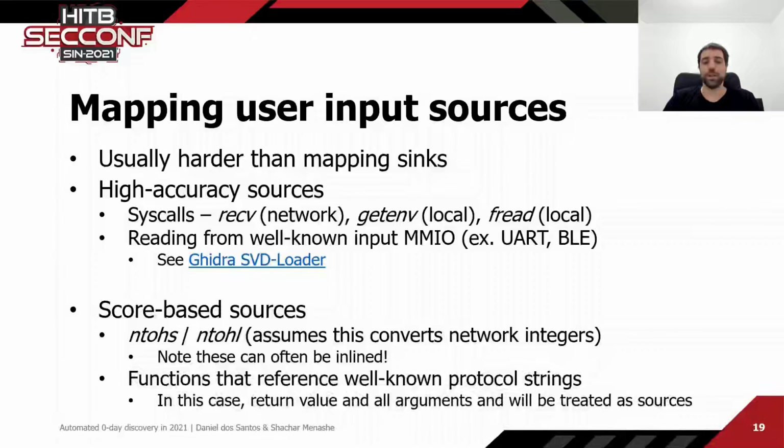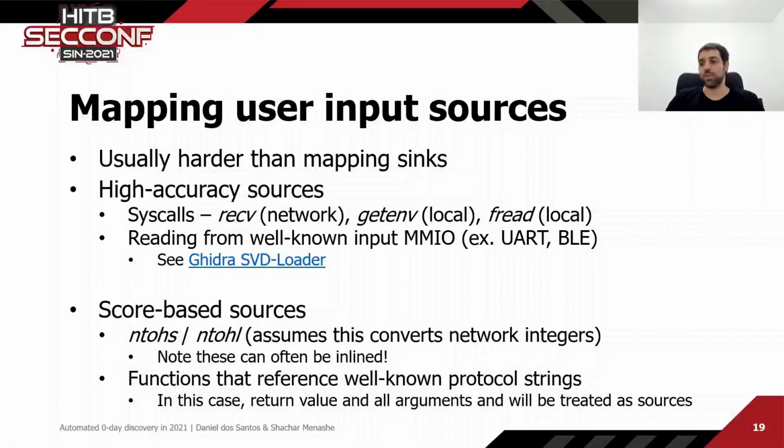And other than the high accuracy sources, we also have score-based sources, where we try to accumulate a couple of these before we say, okay, this is probably user input. For example, something that we use a lot is ntohs and ntohl, network to host short or network to host long. These operations usually indicate that there's input coming from the network, and the program wants to convert them before it actually uses it, so integers.